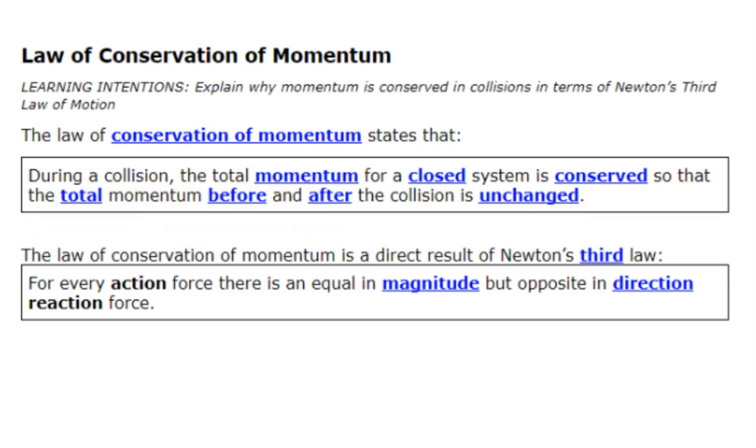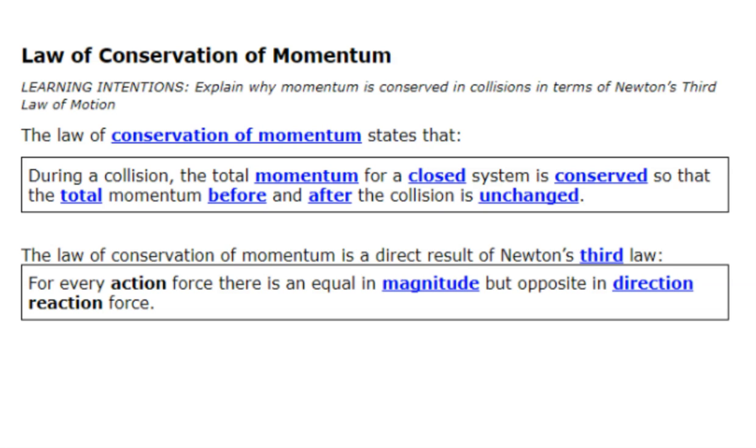Let's take a look now at explaining why momentum is conserved in collisions in terms of Newton's third law of motion. Firstly, defining the law of conservation of momentum: during the collision, the total momentum for a closed system is conserved, so that the total momentum before and after the collision is unchanged. And that's where that equation comes in.